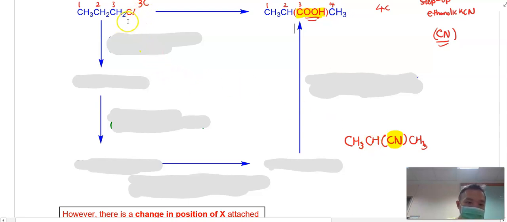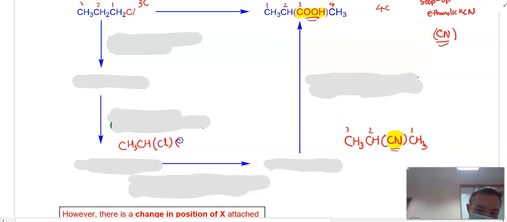But now you take a look at this. My Cl is actually on carbon number 1. But I need the Cl to be now at carbon number 2. So which means I need a reagent that looks something like this, CH3CH(Cl)CH3, with a Cl on carbon number 2. And then I can do my nucleophilic substitution, replace the Cl with a CN, ethanolic KCN, heat. So the question is, how can I change my Cl position from position 1 to 2?